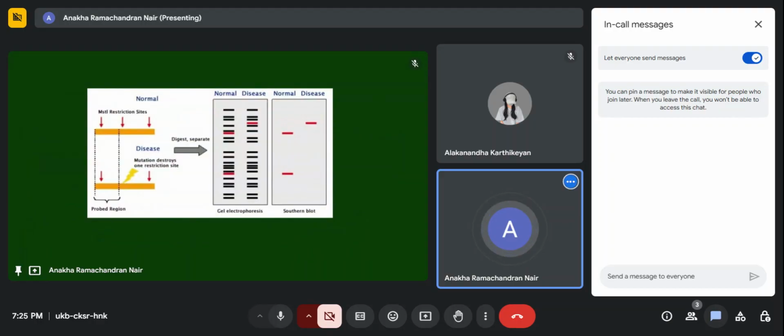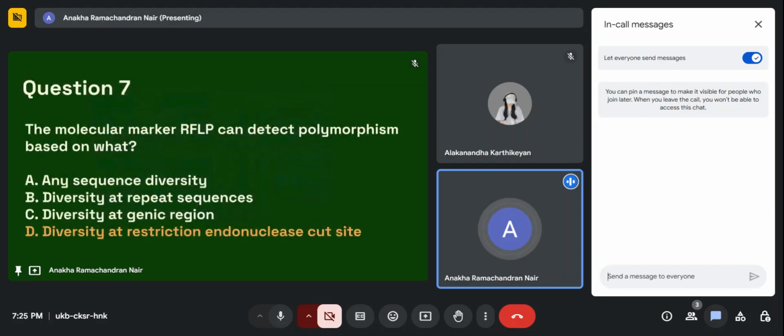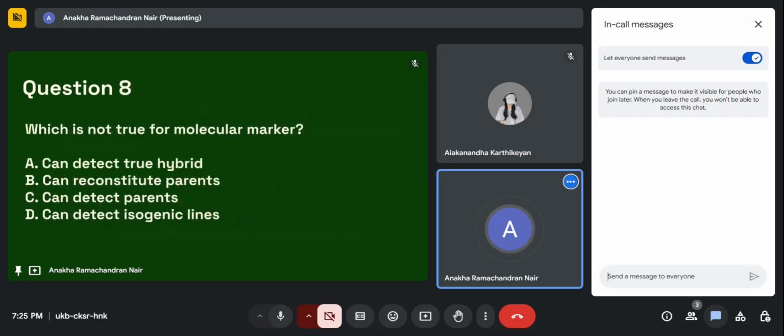So like in this example where you have MST1 restriction sites, in normal state there are three and in disease state there are two. Because there is a nucleotide change in this portion, the restriction site has gone, and you can detect that using a gel, right? So you can detect polymorphism based on diversity at restriction endonuclease cut sites. So if there are no doubts, I'll move on to question number 8.